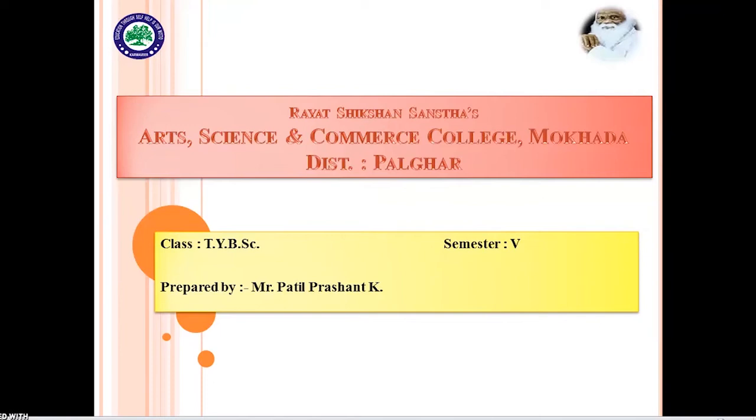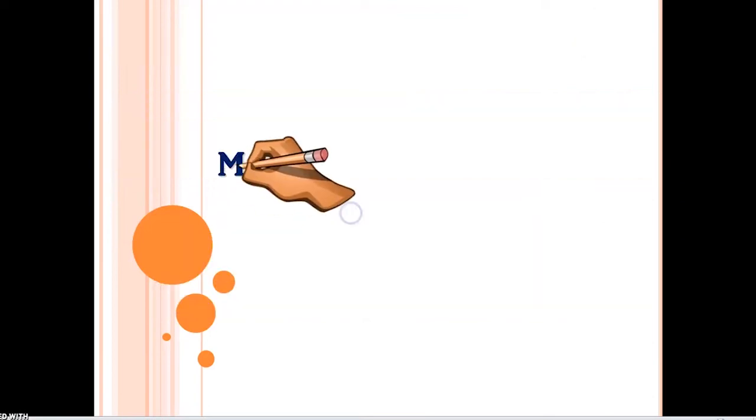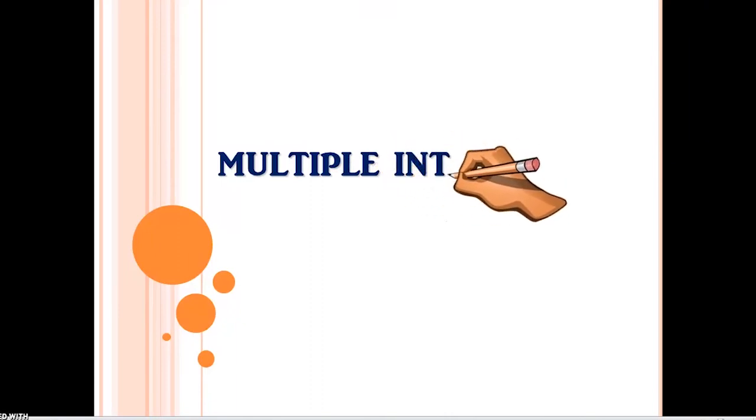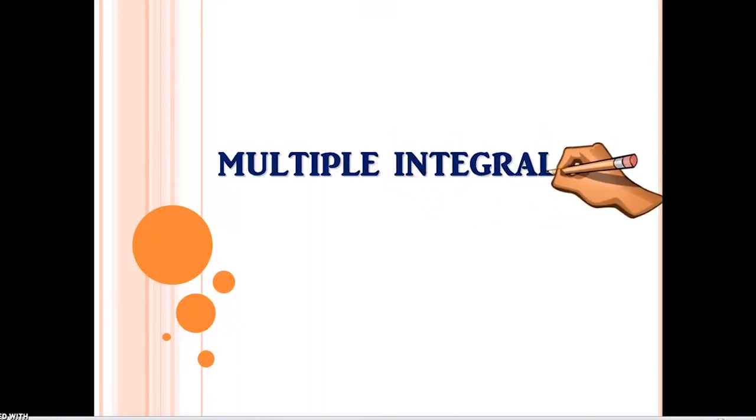So today we are going to study paper 1 from TYBSc semester 5, that is multivariable calculus 2. In this paper we have three units: the first unit is multiple integrals, the second is line integrals, and the third is surface integrals. In this lecture we are going to study multiple integrals. Multiple integrals means we are going to study double and triple integrals.